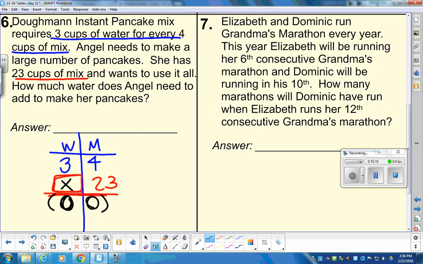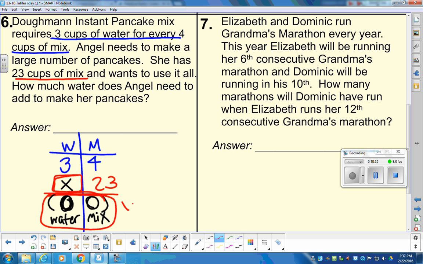My question is, does it start through 0, 0? Is it proportionate? So we want to know, is it true that she needs 0 ounces of water if she's not using any mix? Well, if you have 0 ounces of water, you wouldn't need any mix, which means you're really not going to make any pancakes. So it is proportionate. If you're not using any mix, you don't need any water, and if you're not using any water, you don't need any mix.